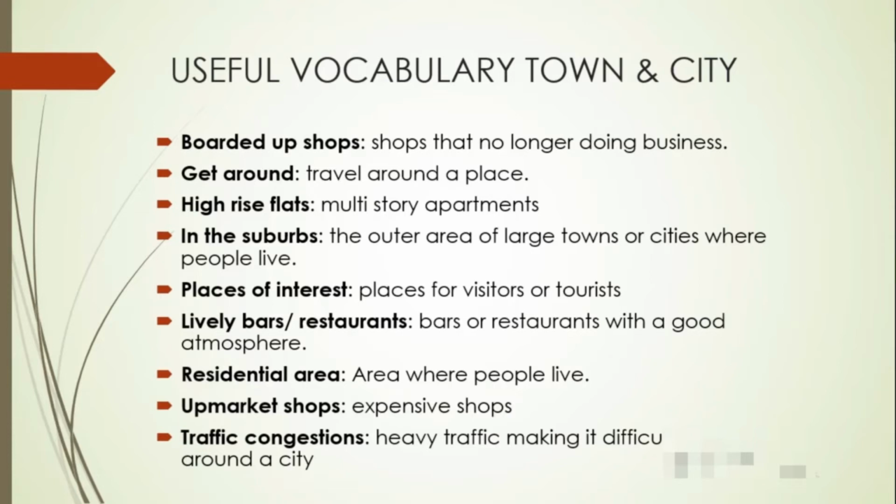Get around is to move around the place, so to travel around the place. If you get to a city or a town, is it easy to get around? Is it difficult to get around because of the transportation there? So that is what it means, get around. High-rise flats are multi-story apartments. So apartments with like 2 floors, 3 floors, these are high-rise flats. In the suburbs, I already said it, it's the outer area of a large town or city, so outside the city.